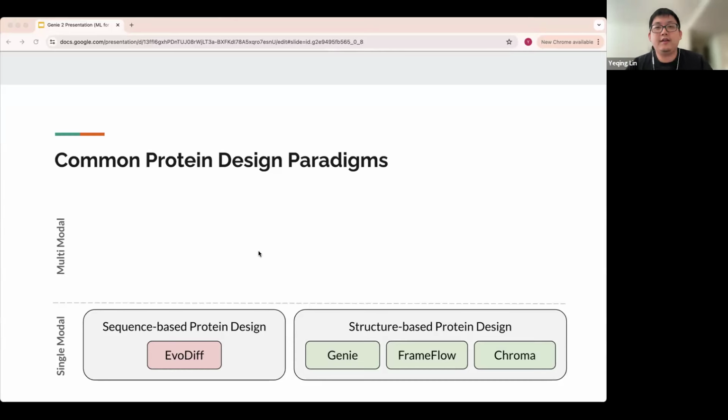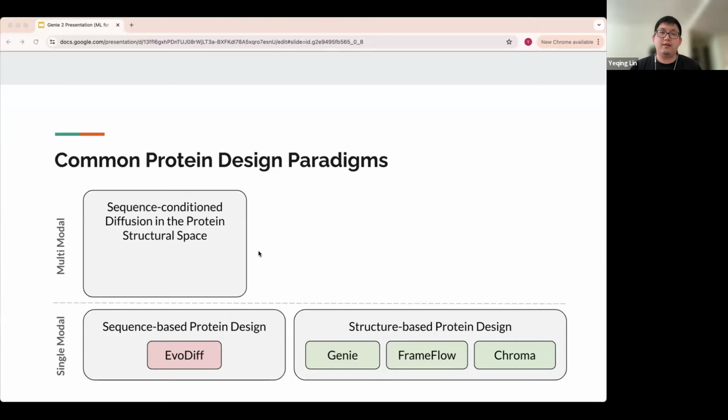The first one to mention is called sequence-conditioned diffusion in the protein structural space. The idea is that we stem from the structural diffusion process and introduce sequence as a condition into this structural diffusion process. This allows generation to be conditioned on not just structure, but also sequence information. And this ability is essential for many downstream protein design tasks, for example, motif scaffolding, because essentially what we want is the complete structure together with the sidechain arrangement of it. One example that takes this approach would be RFdiffusion.